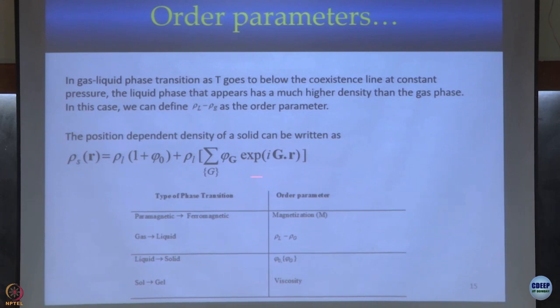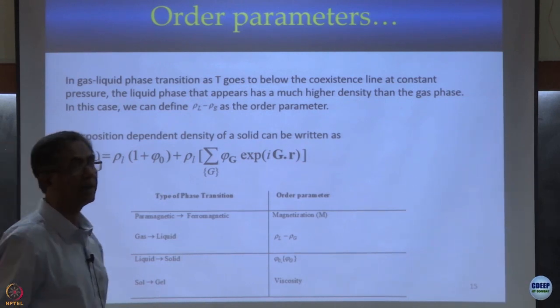So there are certain things given, a parameter like magnetization, and some other examples, gas to liquid, density, as I said, rho L minus rho g, and liquid to crystal, then phi naught and phi g, and there is a bunch of them. Because you have a bunch of reciprocal lattice vectors, in principle you need to take all of them, but in practice we find a couple of them describe the theory and they get very good agreement with it. This is one of the most successful theories of phase transition. It is actually also called Landau theory, for reasons I will explain a little bit. So this is a very important slide where one gets examples of the order parameter.